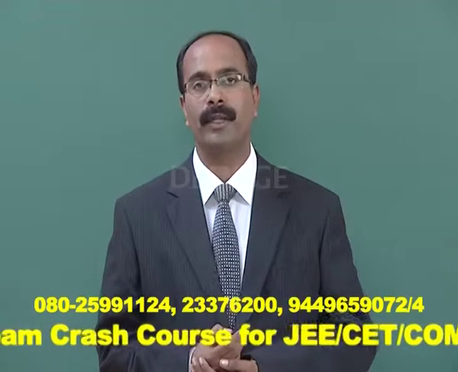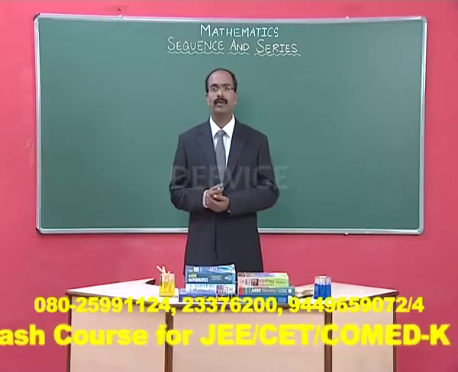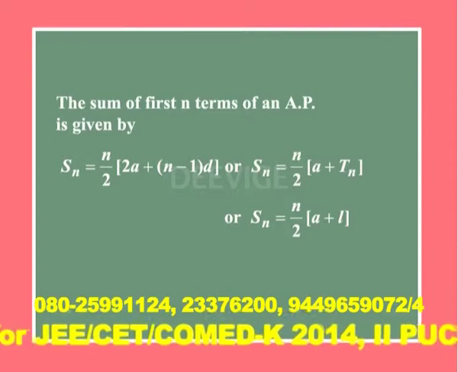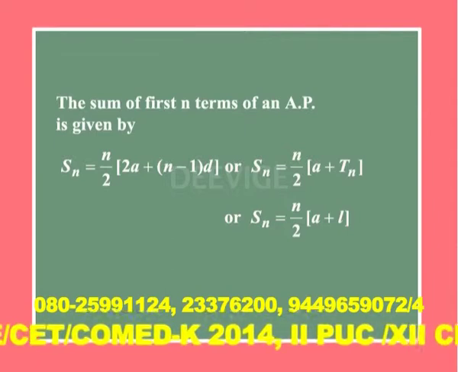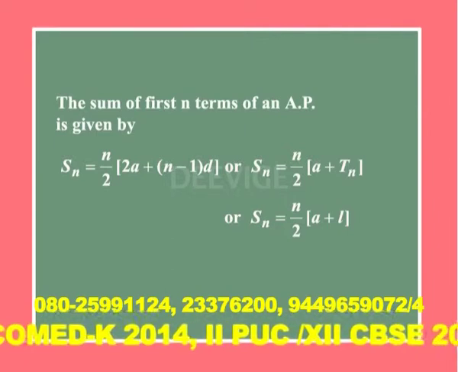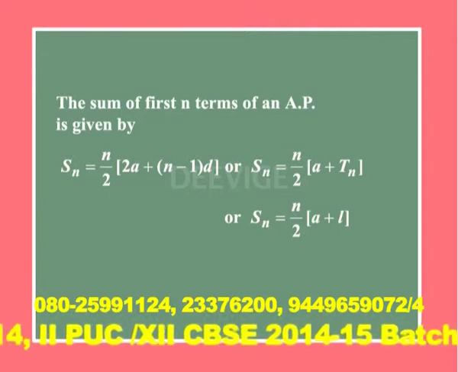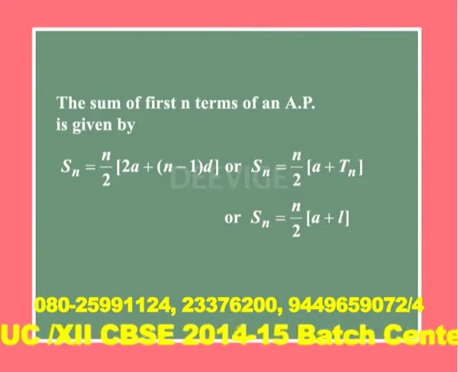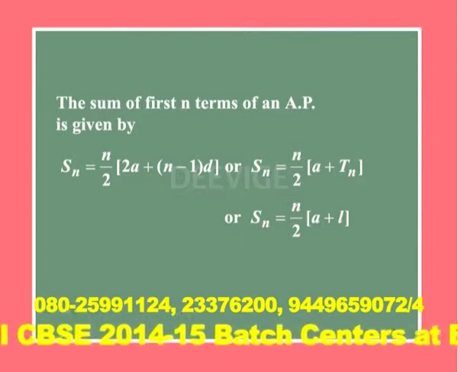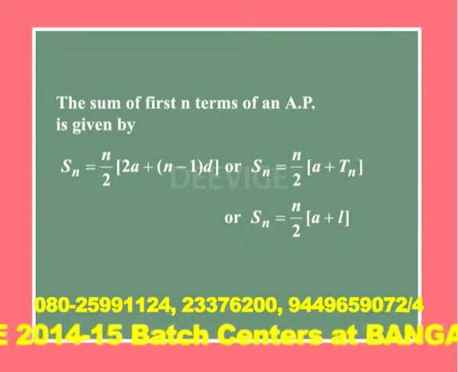Sum of n terms of an AP is given by n by 2 into (2a plus (n minus 1) into d). Sum of first n terms of an AP is given by Sn is equal to n by 2 into (2a plus (n minus 1) into d), or Sn is equal to n by 2 into (a plus Tn), or Sn is equal to n by 2 into (a plus l). The last two expressions are one and the same.